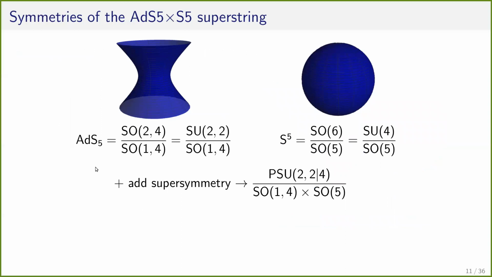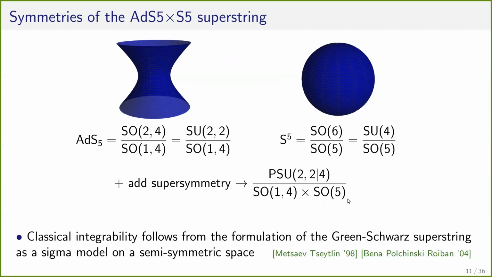So you have AdS5, that is a symmetric space, namely you can write it as a coset of Lie groups. And also S5 is a symmetric space. And if you add supersymmetry to the setup, then you end up with what is called a semi-symmetric space, so the quotient of a Lie supergroup over a Lie group.